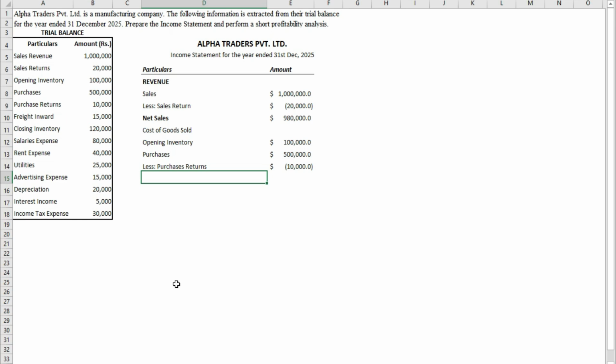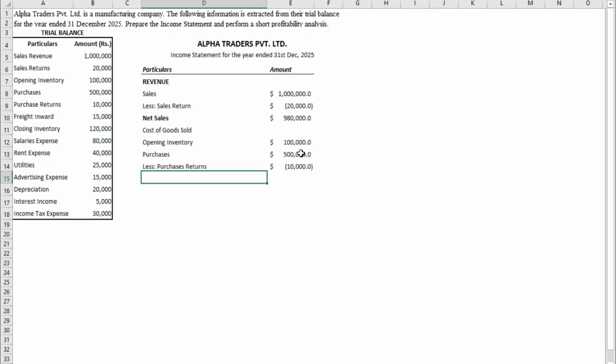Next we have the freight inward. What is this? The transportation cost of bringing goods to our premises is part of the total cost of goods, because this is the transportation cost. You know that when you have to buy something and you give some bucks to the truck drivers and for truck petrol, etc.